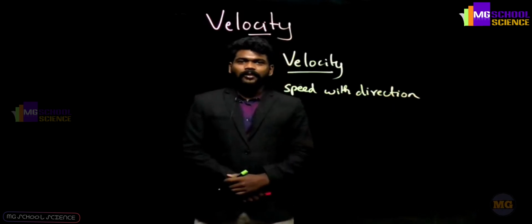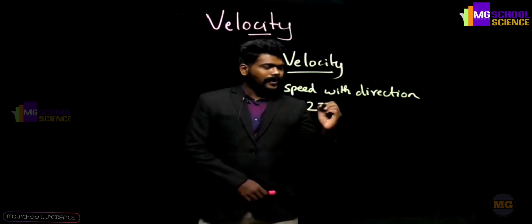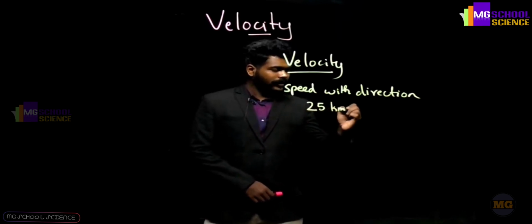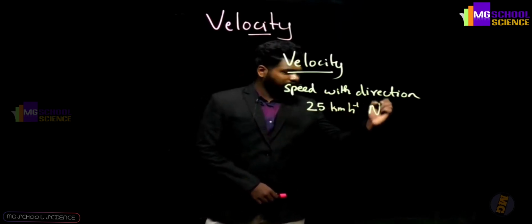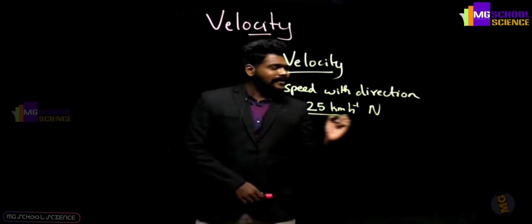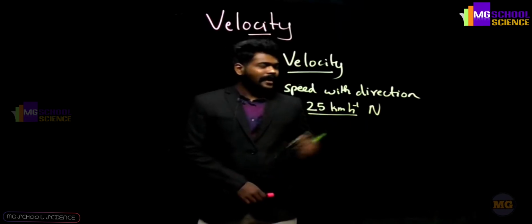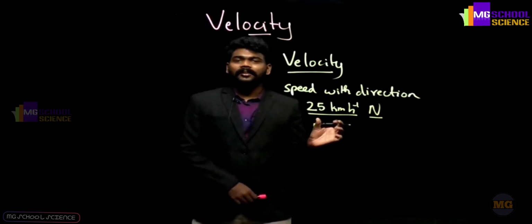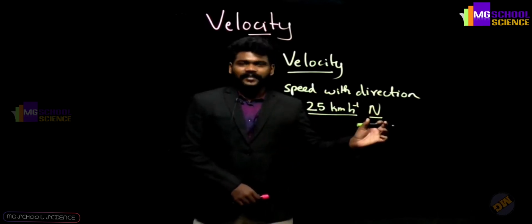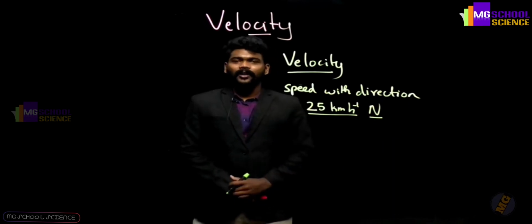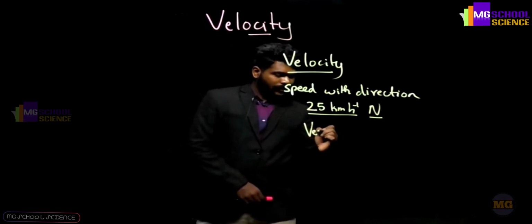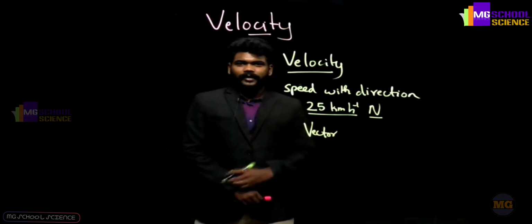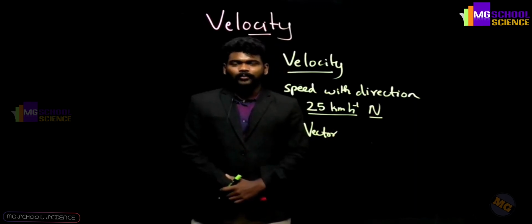Say, an example for velocity is 25 km an hour north. Here, this is the speed of the object and this is the direction of the object. Or this is called the magnitude and this is called the direction. Therefore, you call velocity a vector quantity. A vector is a quantity having both magnitude as well as direction.